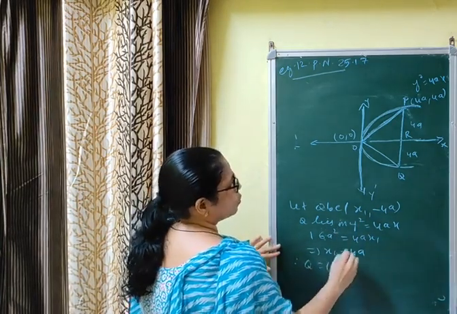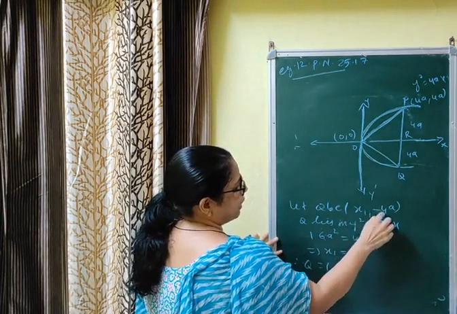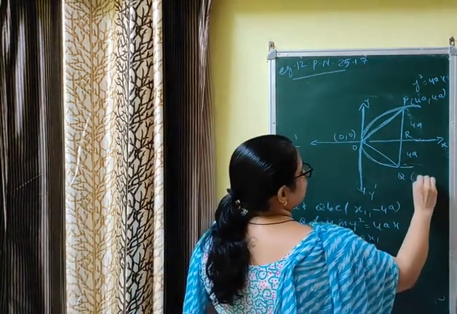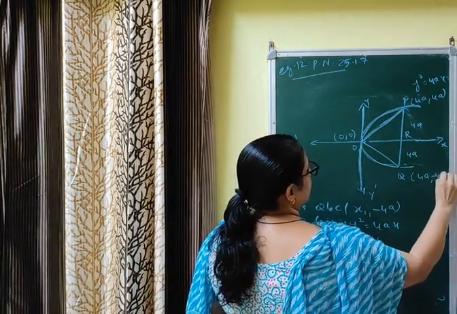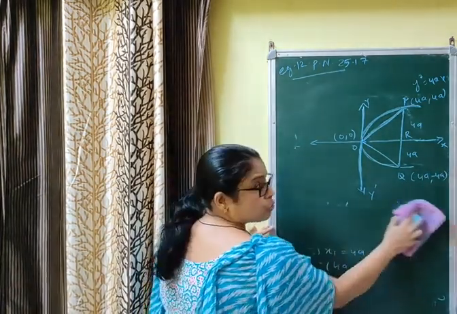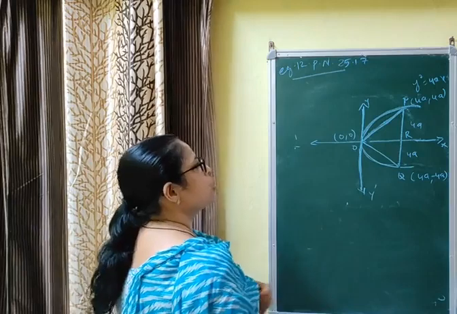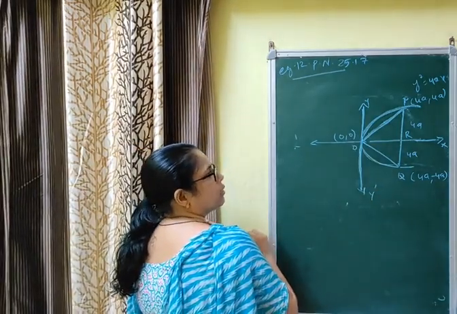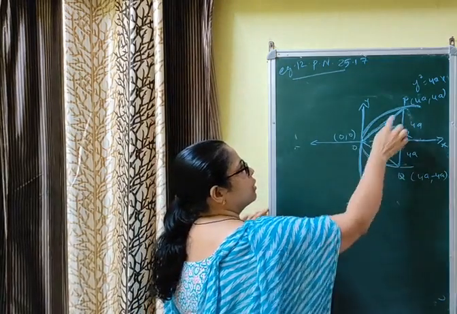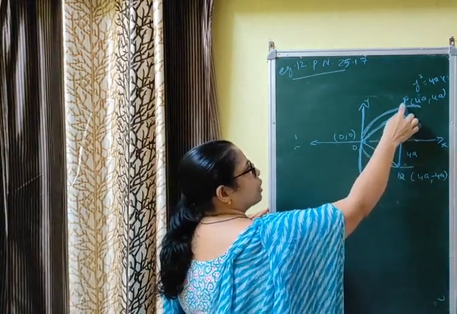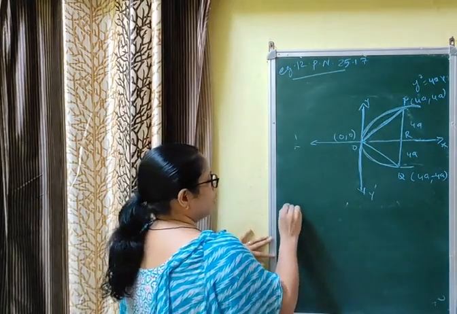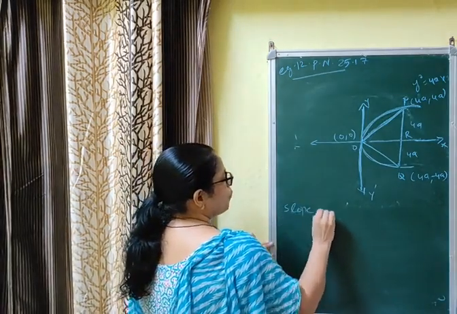Therefore Q, the coordinate of Q we have taken as x1 comma minus 4a, that is 4a comma minus 4a. Now what do you have to find? You have to find the slope, because you have to prove that angle POQ is 90 degrees. The line segments joining the vertex to the endpoints of the double ordinate are perpendicular.